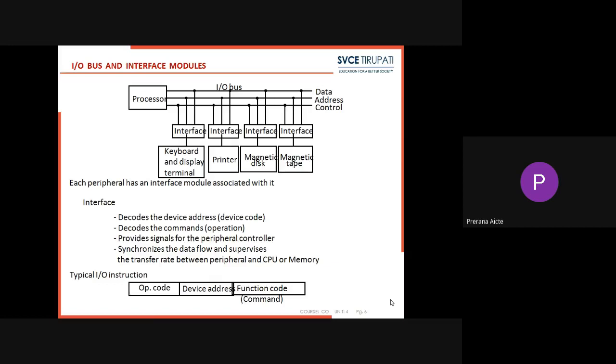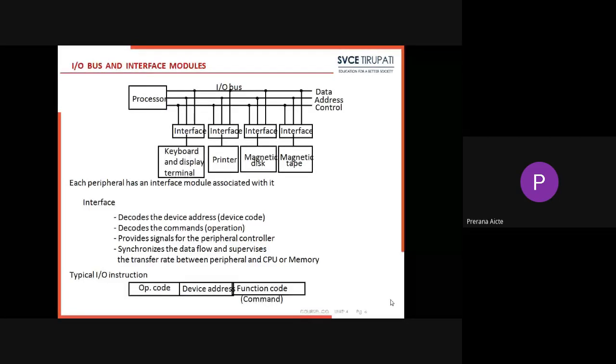Okay, the I/O commands. There are four types of commands that an interface may receive. They are classified as control, status, data output, and data input. First one, the control command. The control command is used to activate the peripheral and to inform it what to do. For example, a magnetic tape unit may be instructed to backspace the tape by one record, to rewind the tape, or to start the tape moving in the forward direction.